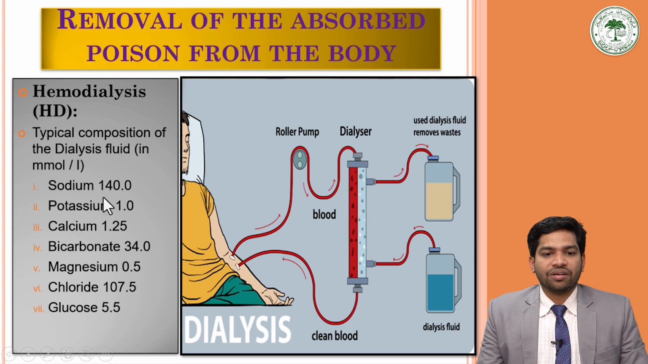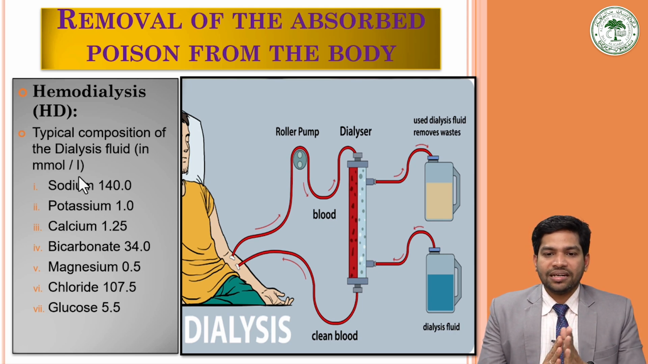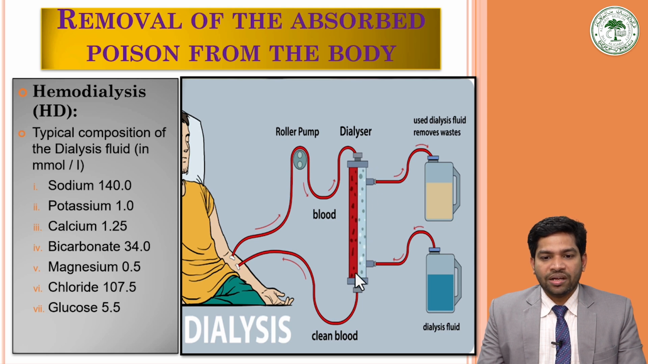Then the typical composition of the dialysis fluid used is, in millimoles, sodium 140 millimoles per liter, with potassium, calcium, bicarbonate, magnesium, chloride and glucose as common components. As you can see in the photograph, blood is taken out from the person through a pipe, and that goes to a dialyzer. The dialyzer contains this dialysis fluid, which, across the semi-permeable membrane, dialyzes or cleans the blood, and the blood gets filtered over here. This is the dialysis fluid on the other half of it.